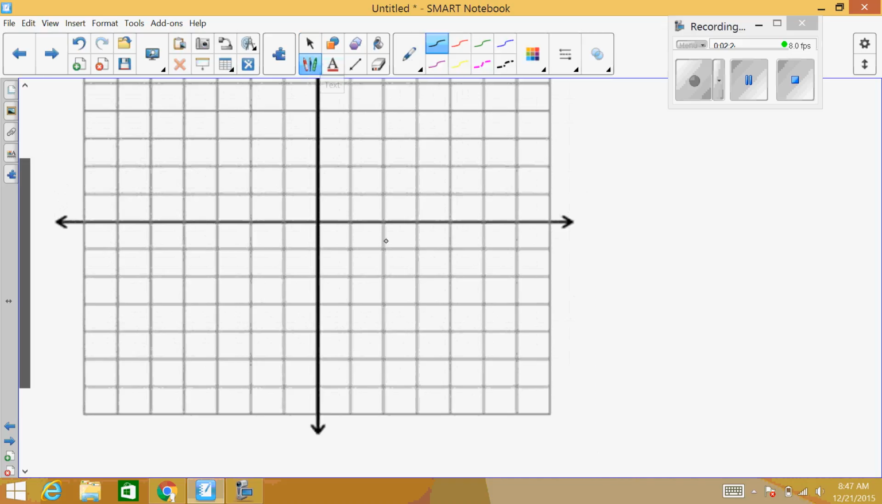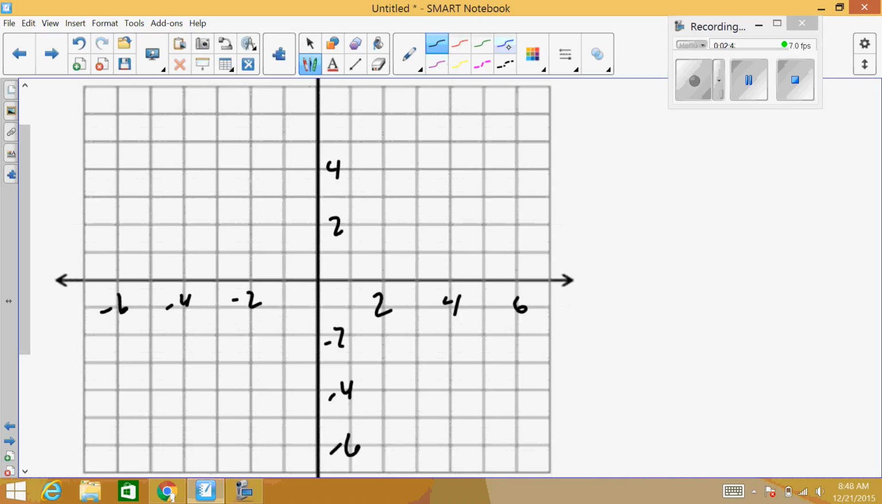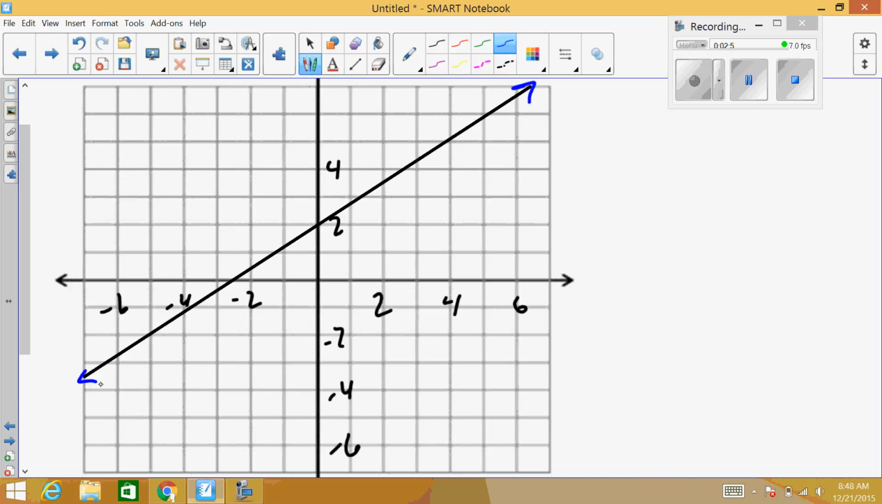Okay, so let's label, because we always label our axes. So 1, 2, 3, 4, 5, 6, negative 1, negative 2, negative 3, negative 4, negative 6. Okay, so there we go. So if I've got a line in here, let's just draw some crazy random line. Not anything significant about that line. I just drew some line. That's my first line. Now I want to make a line that's parallel to that.